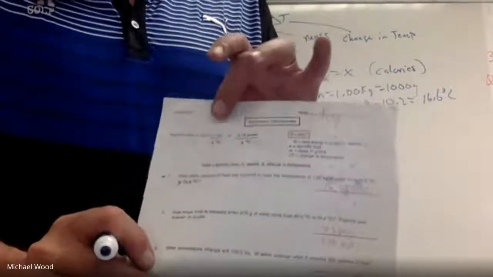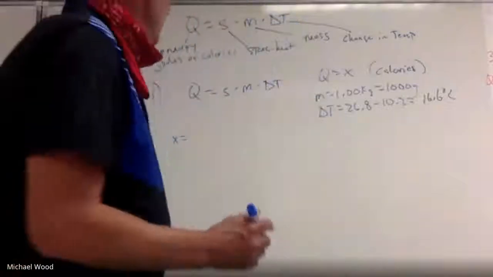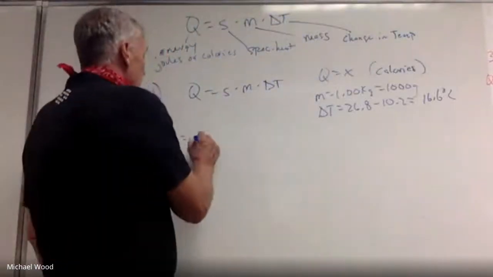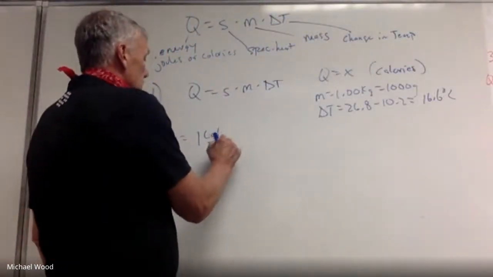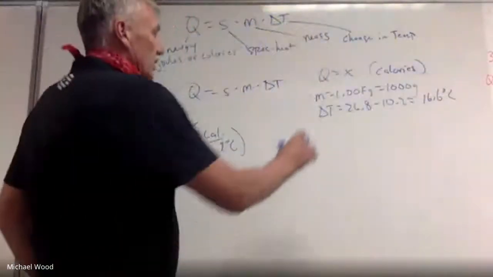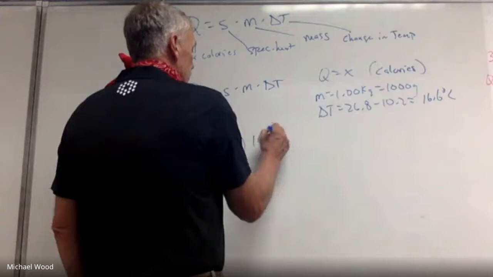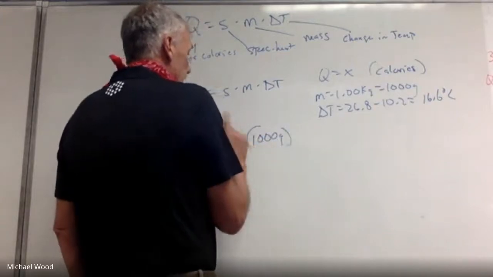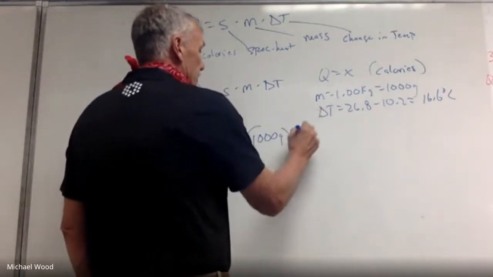But because they've given us the specific heat of water, we know S. And since this said calories, I'm using 1. So again, where I got that, not that I'm super smart. Of course, I am super smart. Of course, I'm not. I got it from right there. I was given that. Okay, and the mass I said needed to be in grams, and I'll show you why. And then the delta T is 16.6.